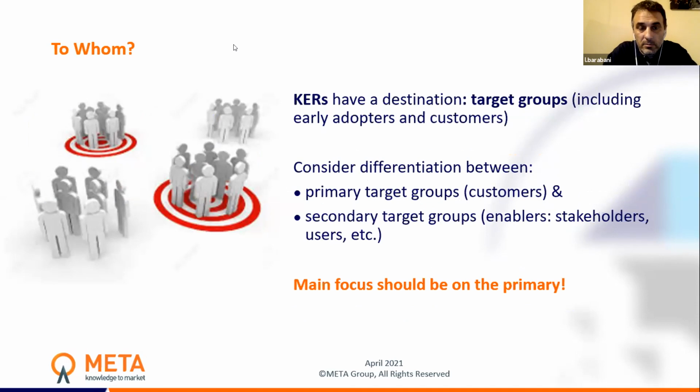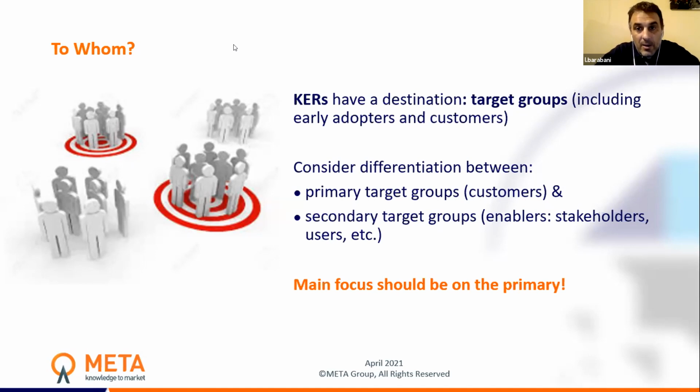Once you have identified what, if you produce 4 apples, or the red apple in the previous slide, and you put it in your bag, you will not obtain anything. Nobody will eat that apple apart from yourself. So when you produce results, you always have to identify to whom you are producing them. Key exploitable results always have a destination, which is your target groups.